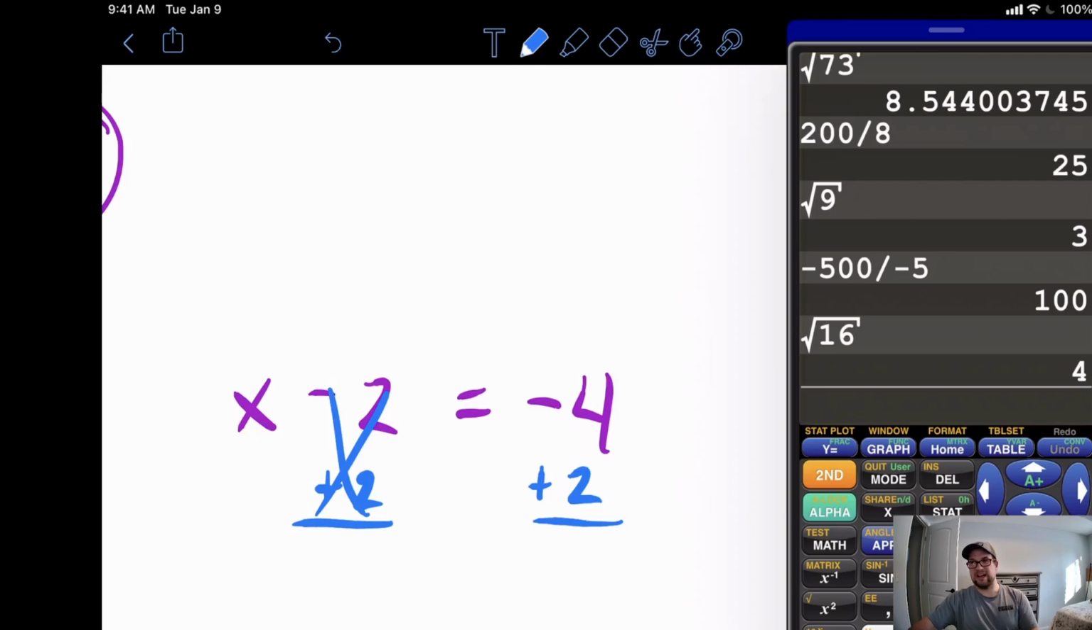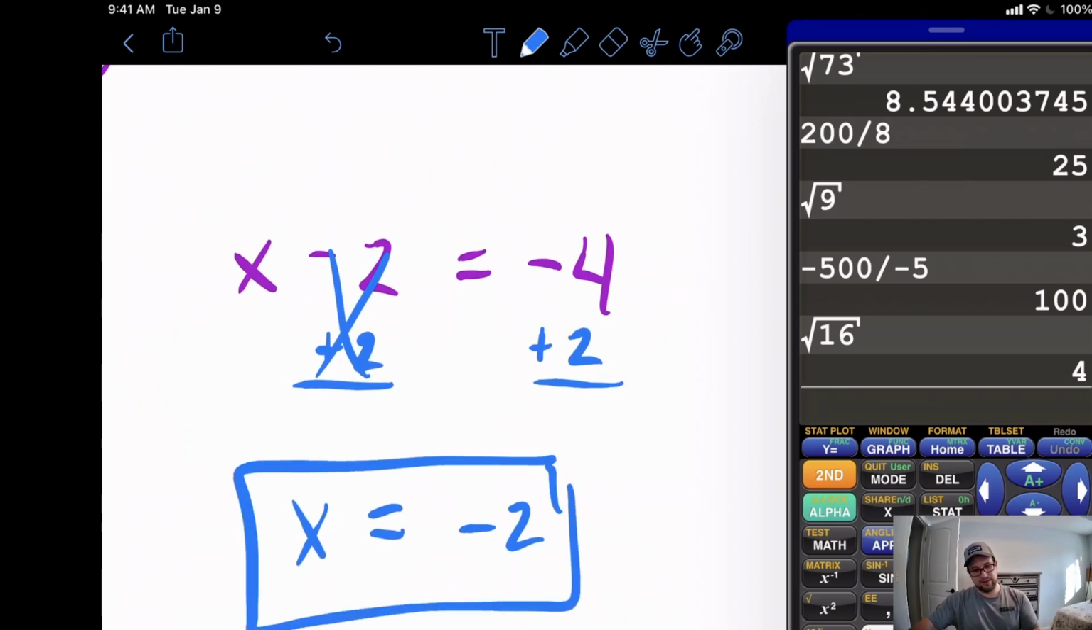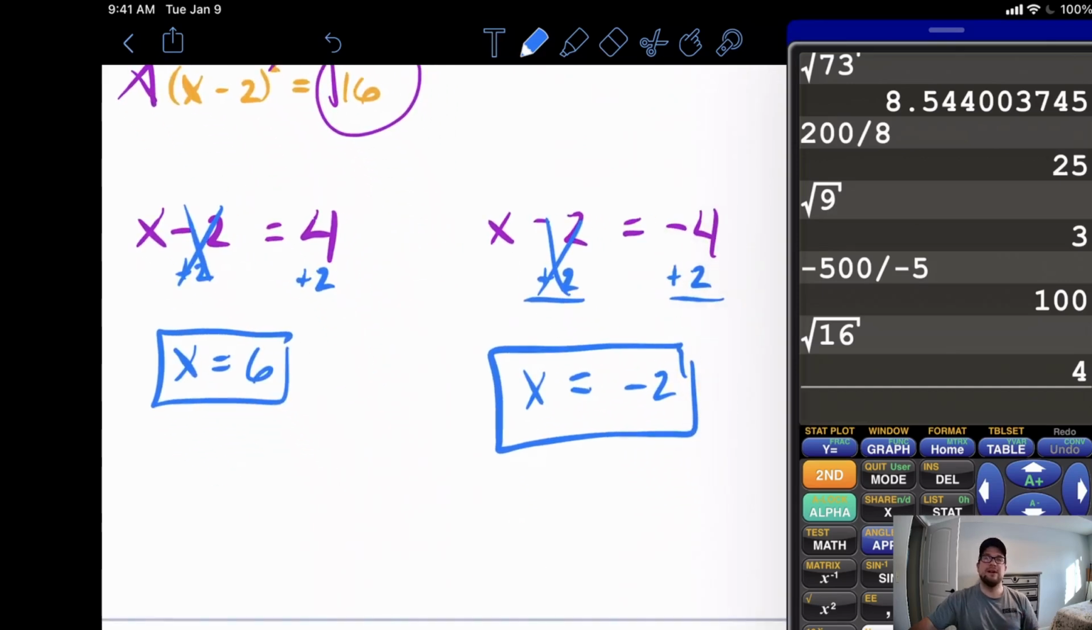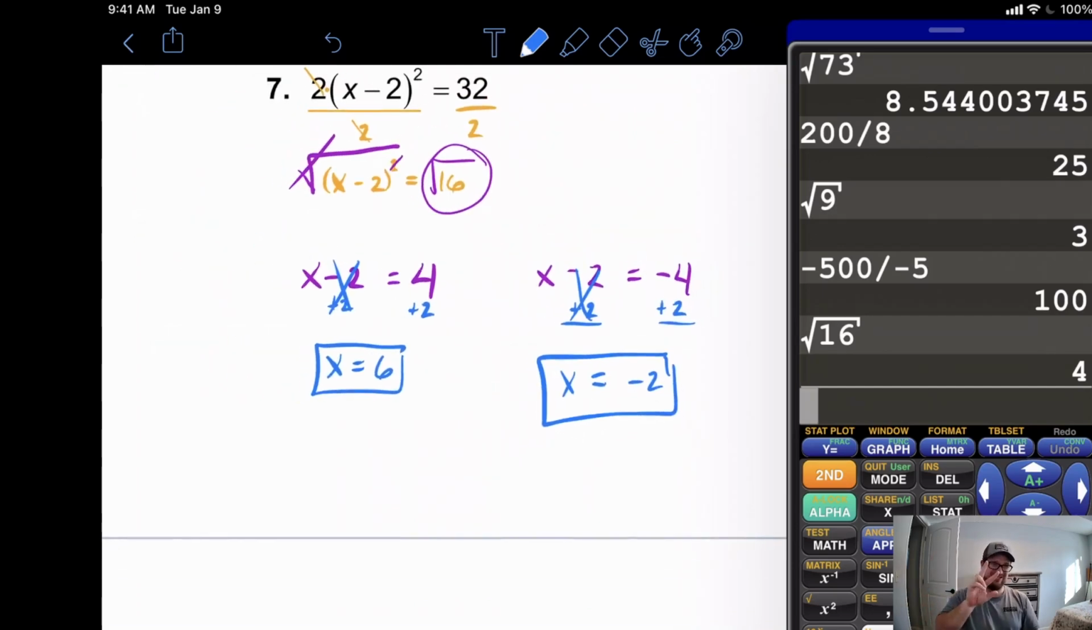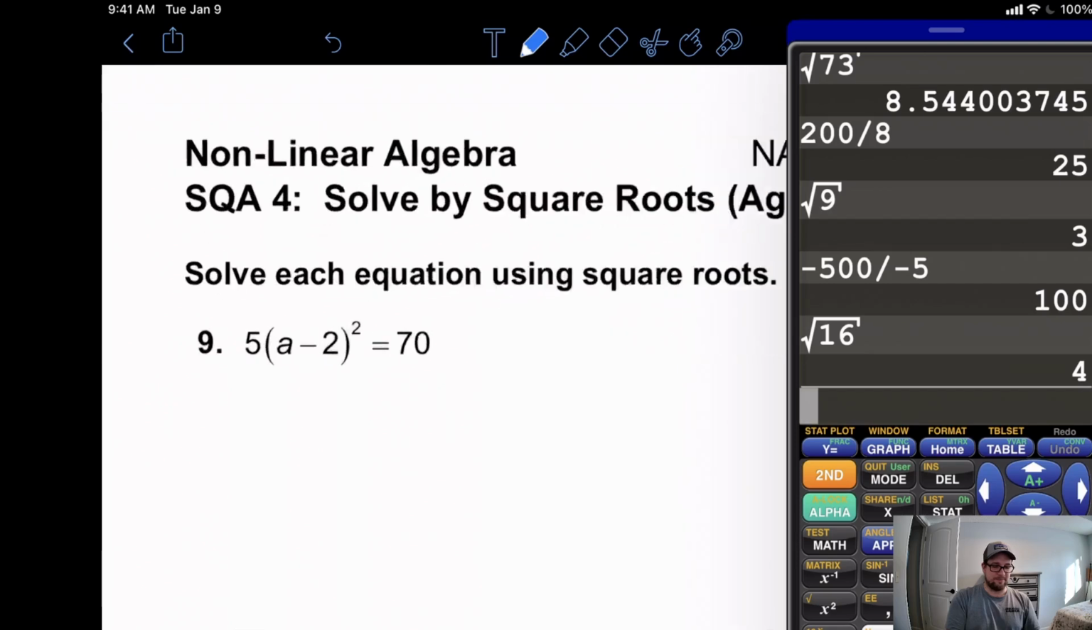I'm going to get x equals negative 4 plus 2, which is negative 2, which will be my answer. So now notice how I get two different answers, and they're not opposites of one another. They're not just like positive 3 and negative 3. Those are boring. That's why we're amping up the difficulty as we go here. But I still get two answers. That's important. So here's problem number 9.